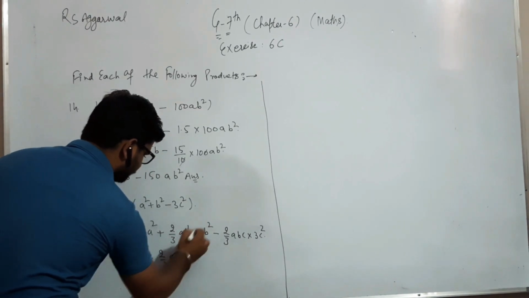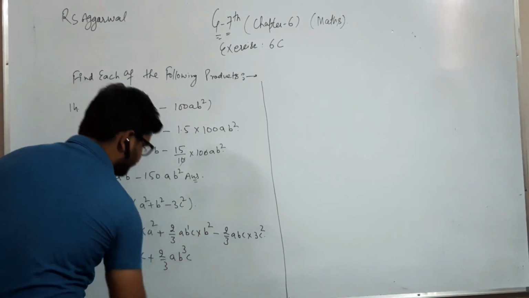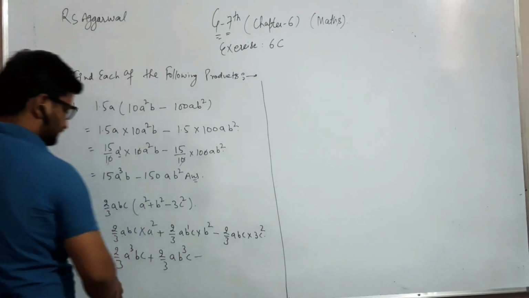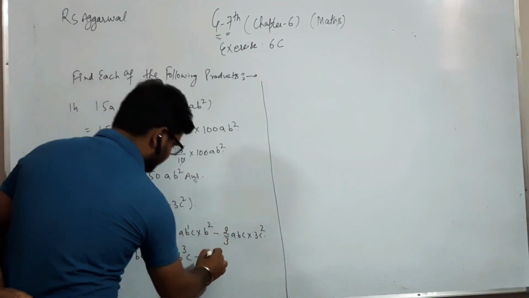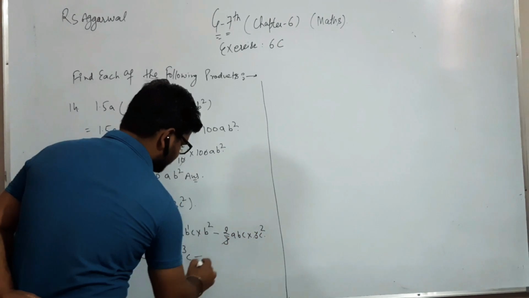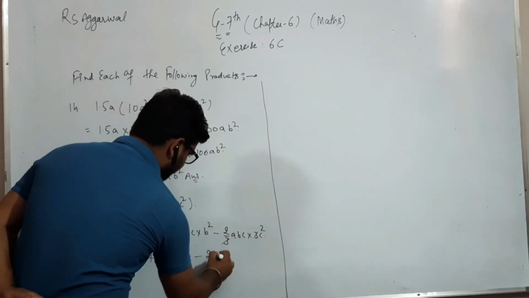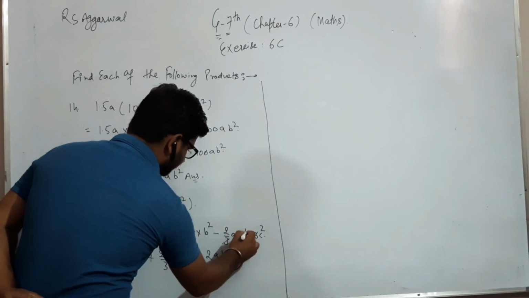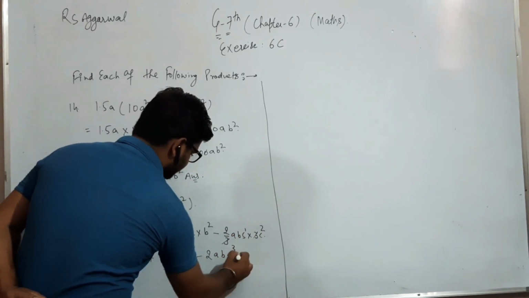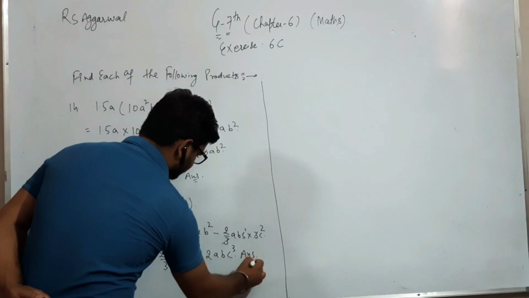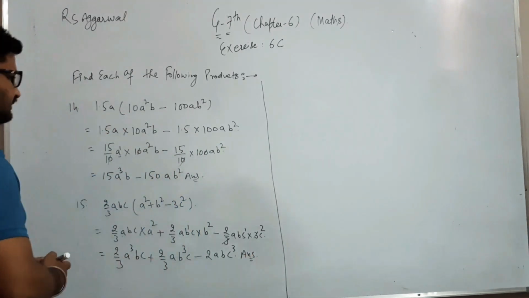raised to power 1 and 2 b raised to power 3 c, and then minus sign, and here 2 by 3, so 3 is cut with the denominator and numerator, so it is 2 a b and c1, c2 it is c3. So this is the answer of question number 15 of this exercise.